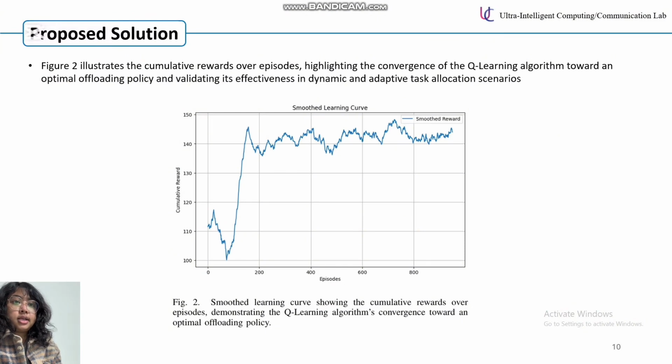Figure 2 illustrates the cumulative reward over episodes, highlighting the convergence of the Q-learning algorithm toward an optimal offloading policy and validating its effectiveness in dynamic, adaptive task allocation scenarios.